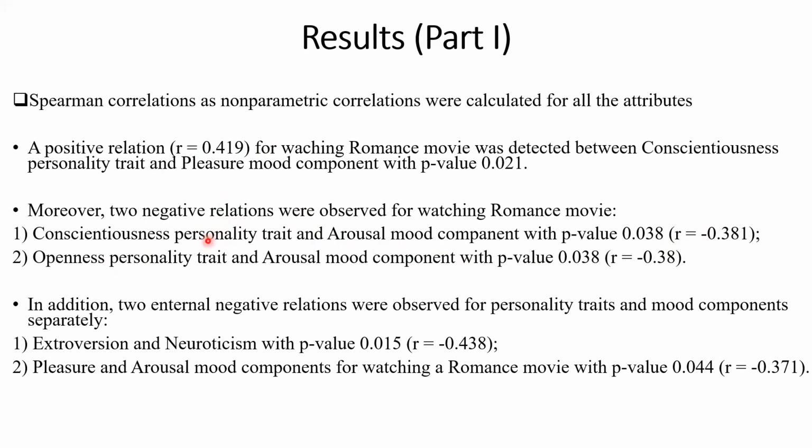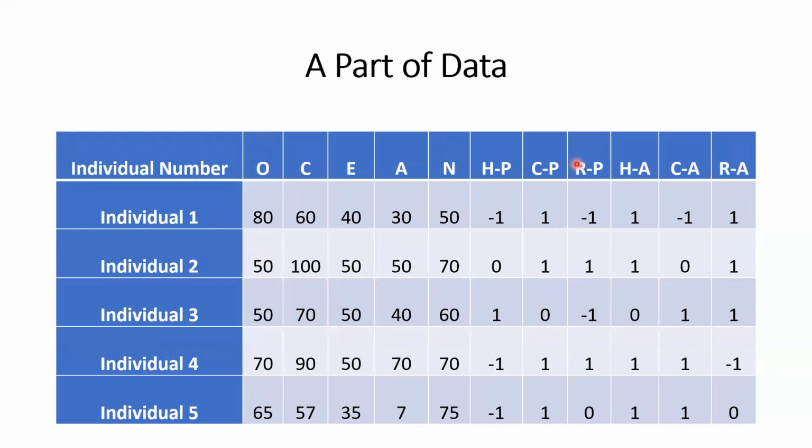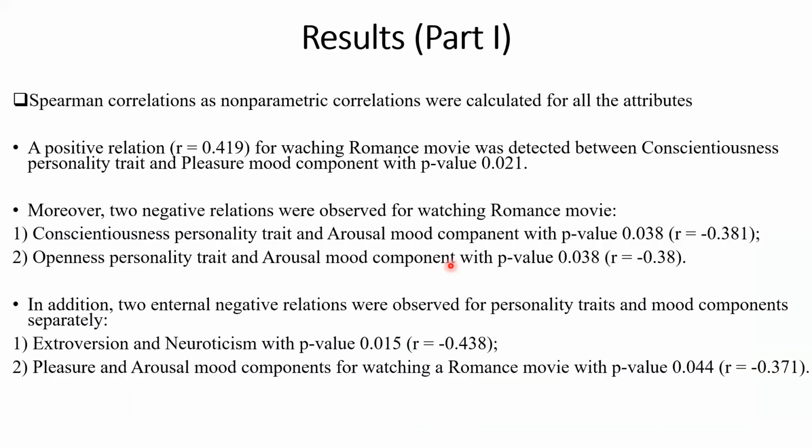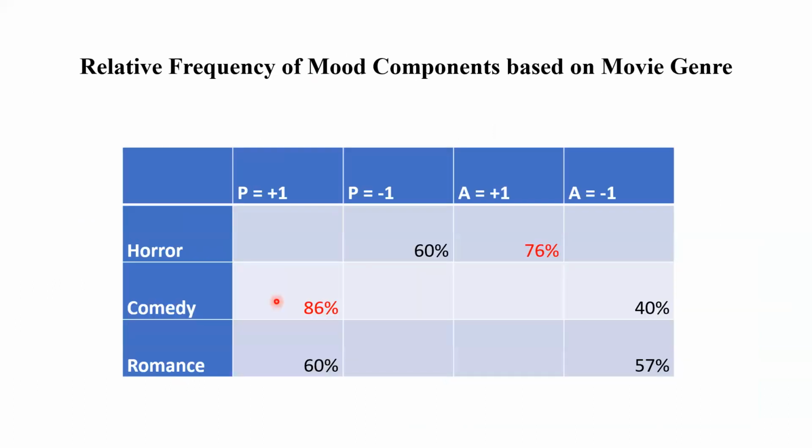In addition, I found two internal negative relations. By internal, I mean, for example, among the personality traits here, and also separately for pleasure and arousal. So extroversion and neuroticism, with this p-value, I found that they are negatively related. And for the pleasure and arousal mood components, for watching romance movies, we could see that there is a negative relation between them.